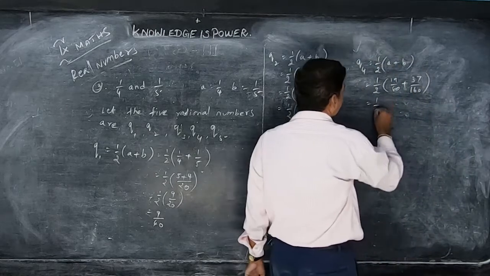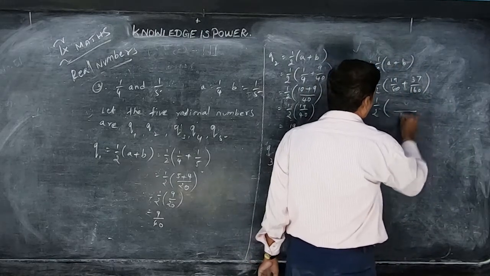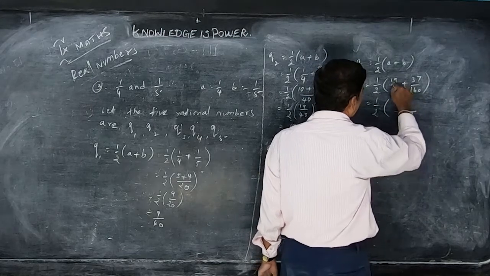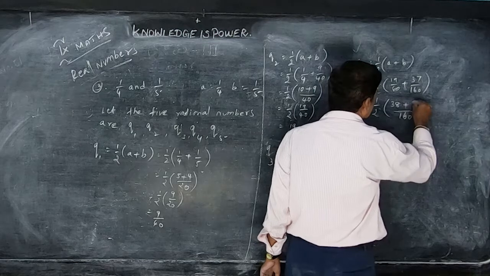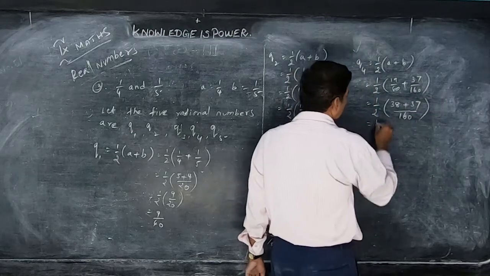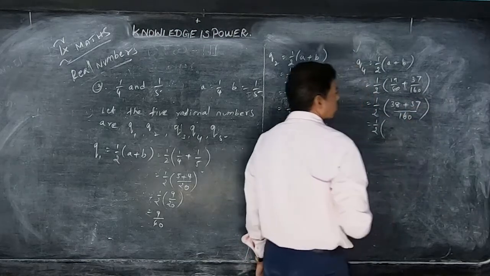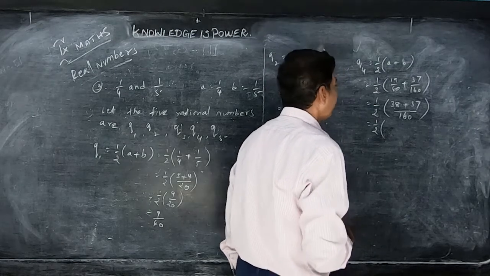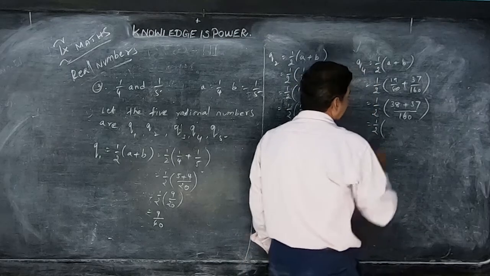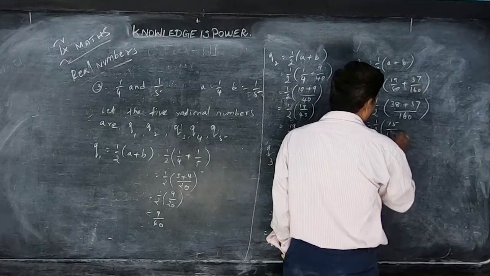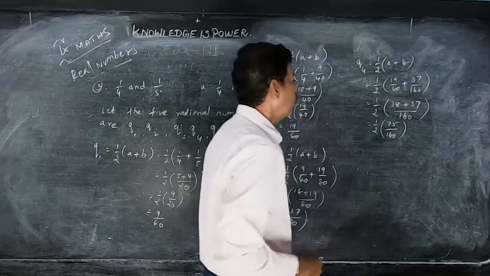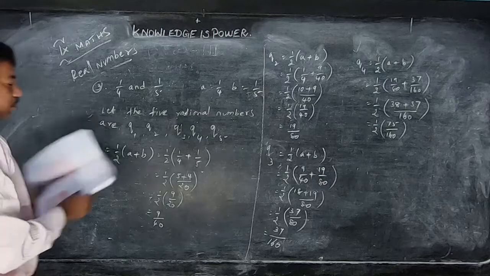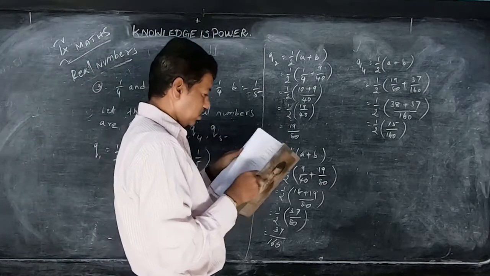Okay, in the same way 1 by 2, the LCM will be 160, the biggest term. This 80 into 2 is 160, 19 into 2 is 38, plus 37. When you add that, what will we get? 75, so 75 by 160.